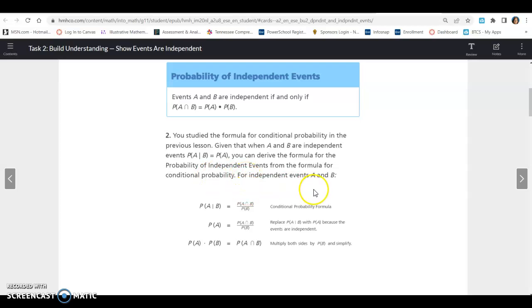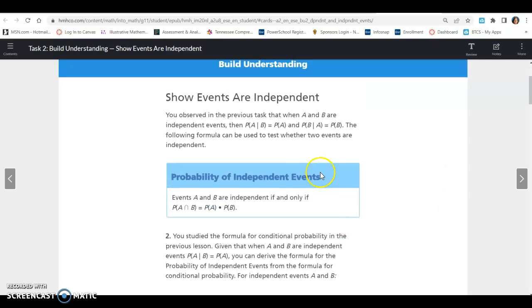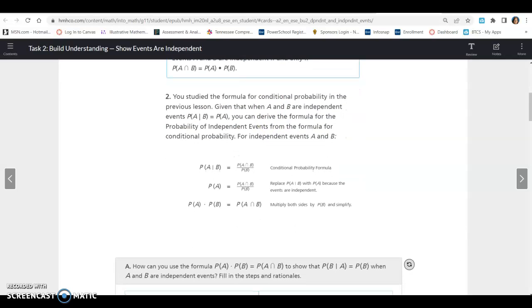So for independent events A and B, we have our conditional probability here, and that equals the probability of A intersect B divided by the probability of B. This is your conditional probability formula. We looked at this in a previous lesson. All right, so we're going to replace the probability of A given B with the probability of A, because remember we looked up here and we said that we know that these two things are equal from the previous task.